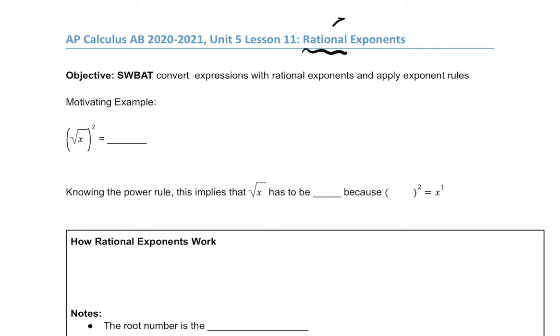And remember, that word rational doesn't mean logical like you might expect. It actually comes from ratio, right? Or fraction, more or less. So basically, we're talking about fractional exponents. And so here's sort of a motivating example.